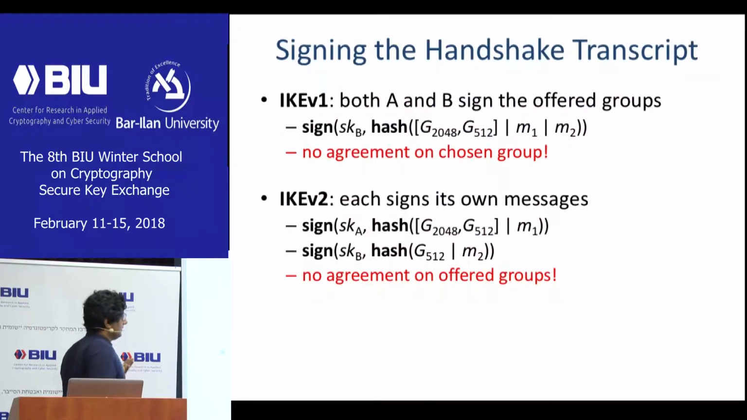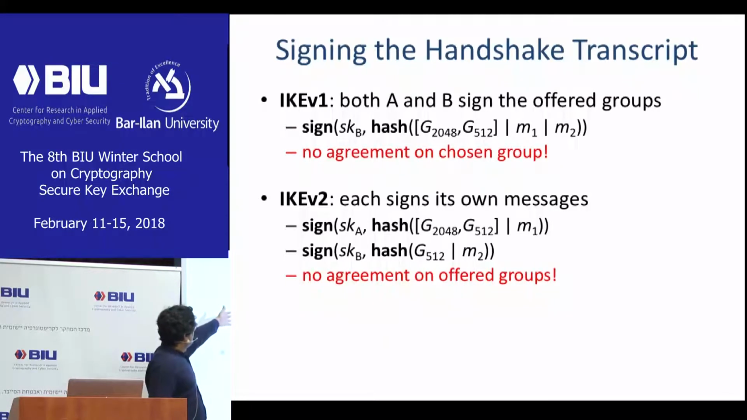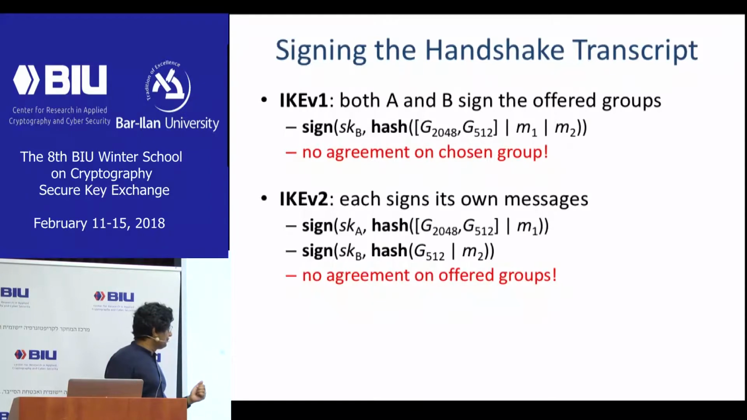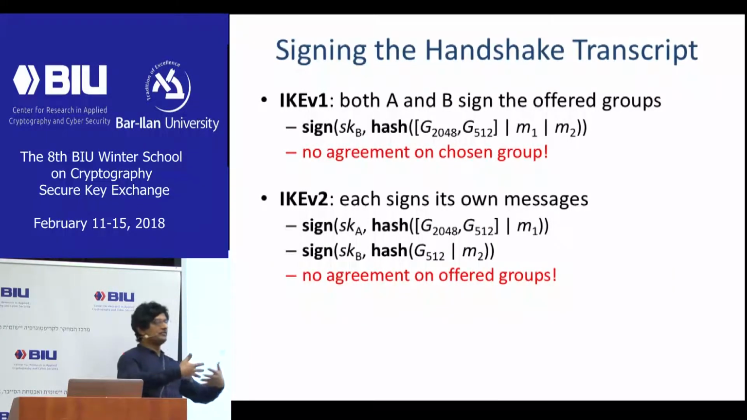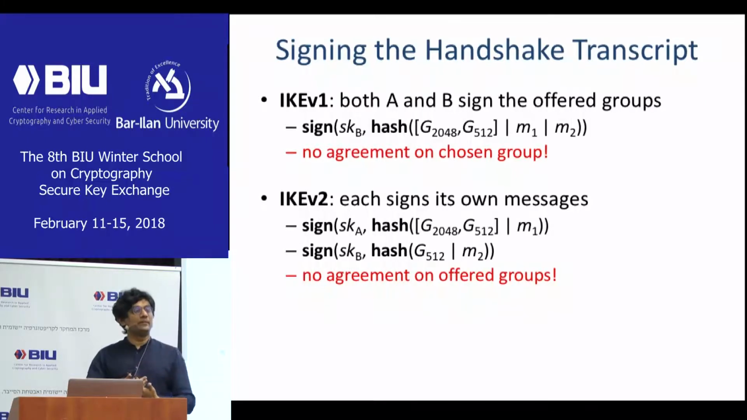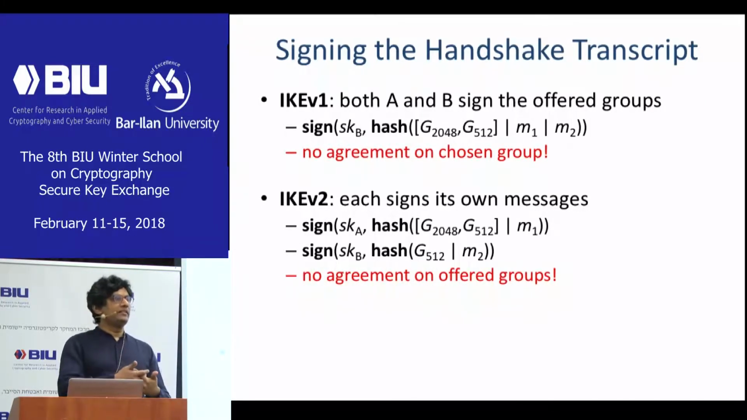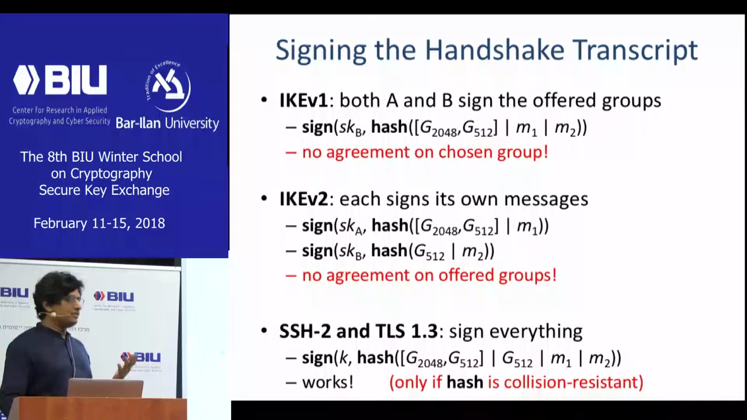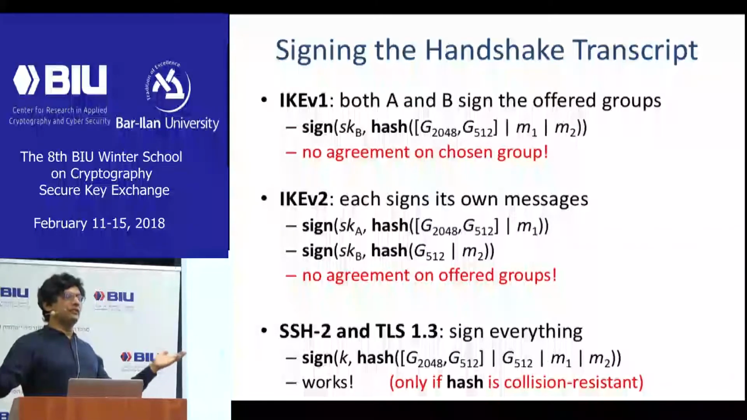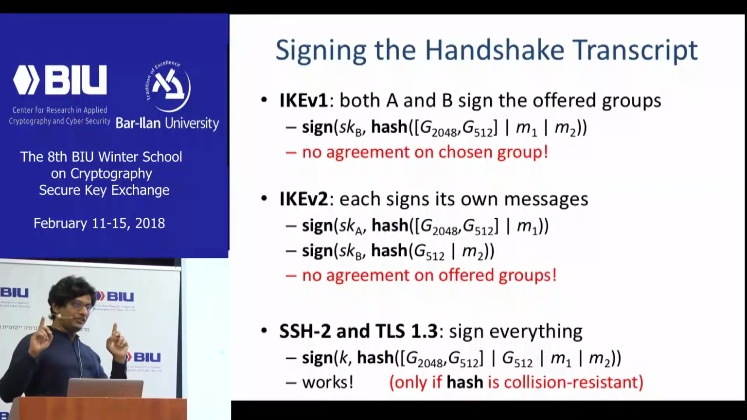And the basic lesson is that here, although you're signing the offered groups, you're not signing the chosen group. Here, each of them is signing their own messages, but they're not signing both the messages. So from the signature, you can't get the integrity of the entire negotiation. And in SSH and TLS 1.3, when you sign everything, from the signature itself, you can get the integrity of the whole transcript as long as the hash function is strong, right? So let's go one more step.